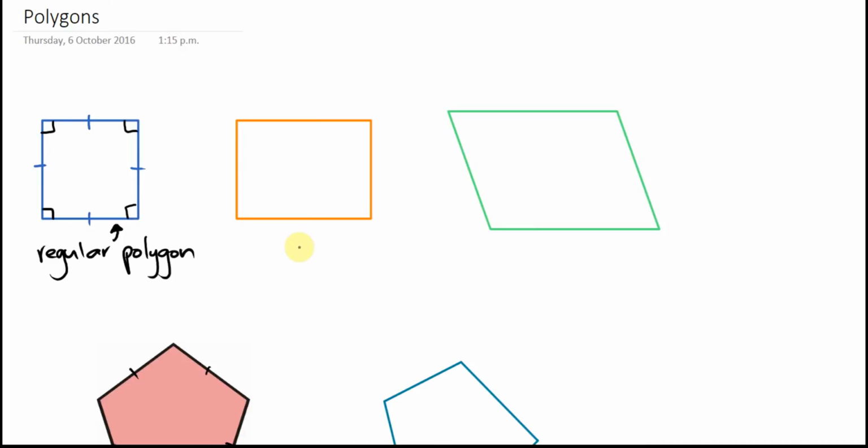An irregular polygon is one where we don't have that case. That is, we may have sides that are of different length and we also have angles that may be different. So irregular polygon. And here are a couple of examples here.